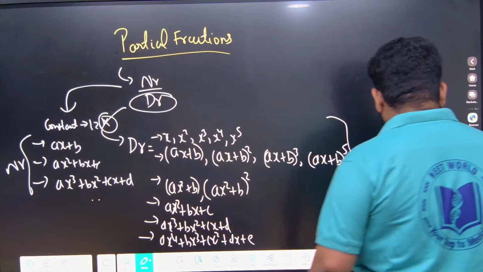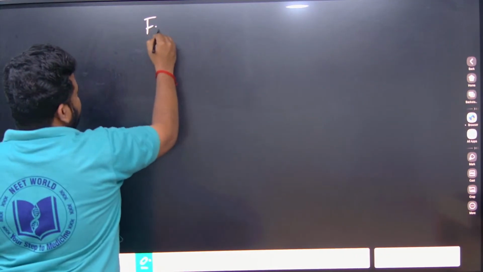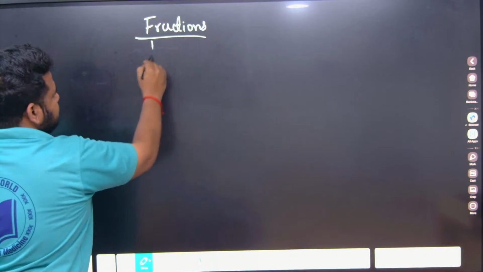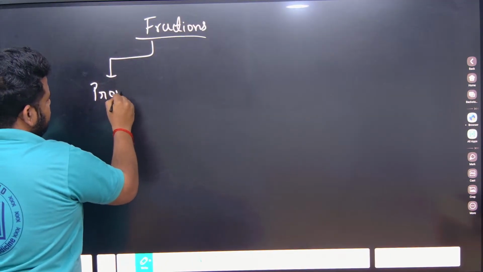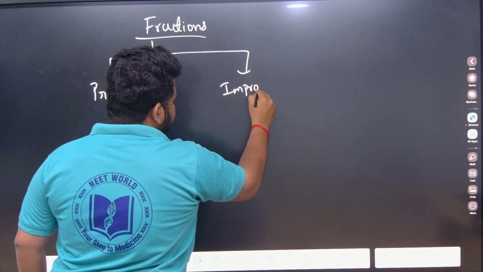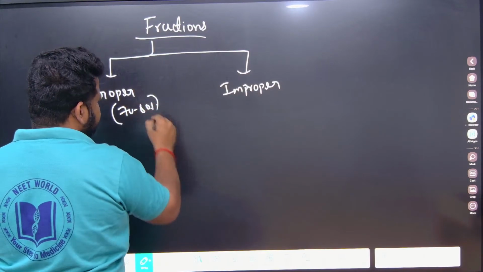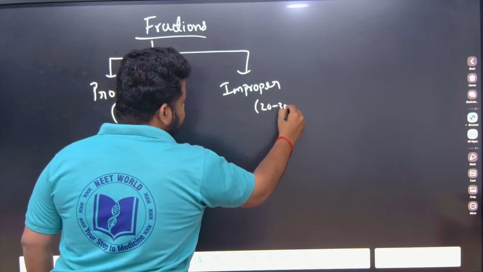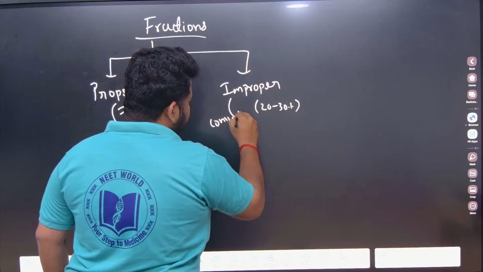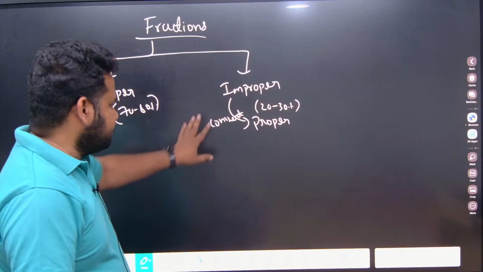Here, when it comes to partial fractions, or fractions per se, which you already know, there are two types: proper fractions and improper fractions. At least 70 to 80% of questions will come from proper fractions only. The remaining 20 to 30% will come from improper fractions. If an improper fraction is given, you will convert it to proper and then do it. I will tell you how to convert, which most of you will already know.